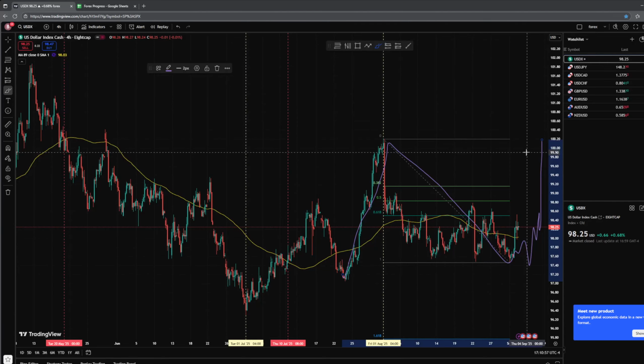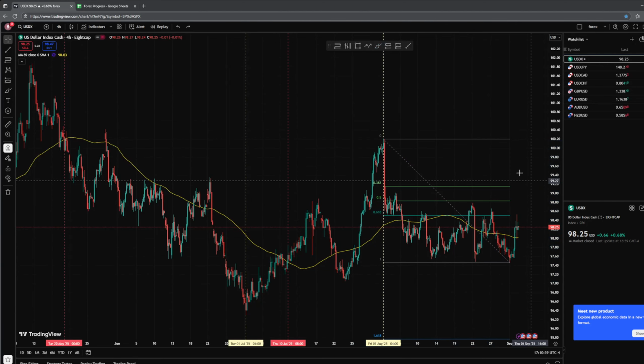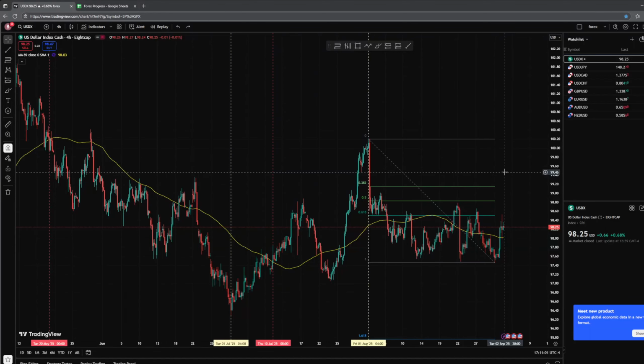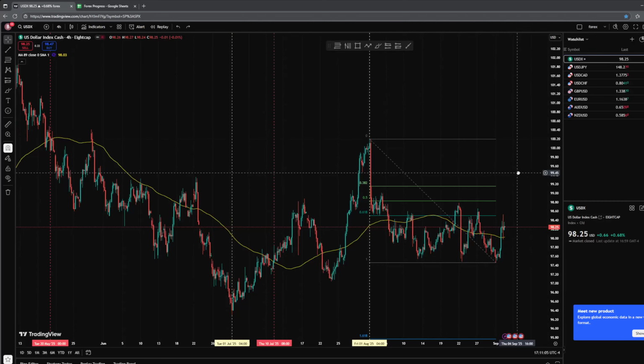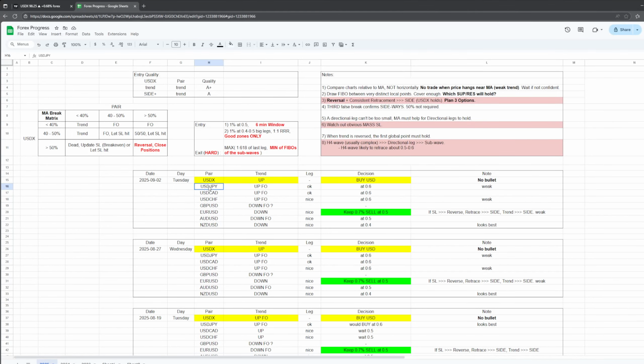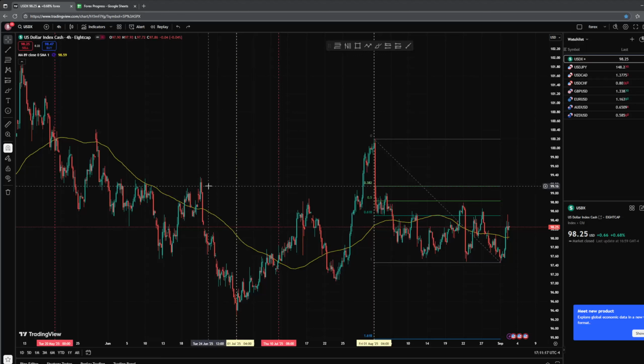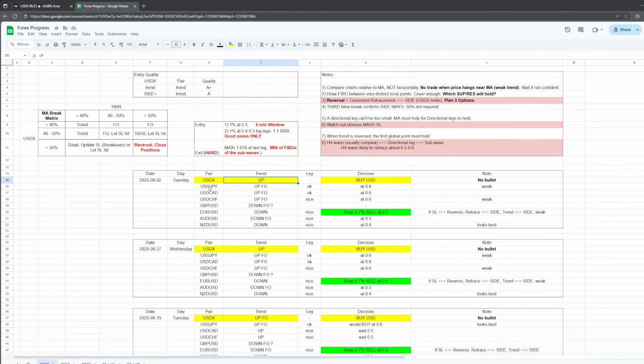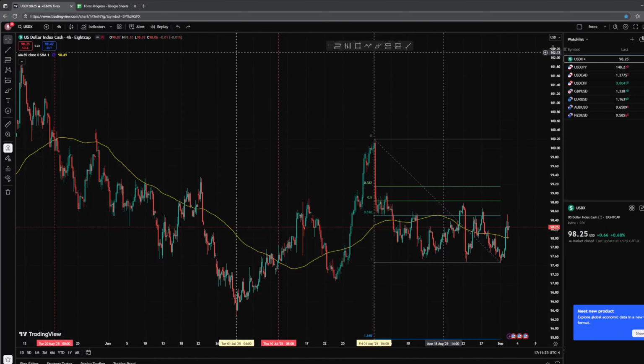So in other words, in the USD index chart we have an uptrend, which means we're going to look for opportunities to buy USD. So let's write it down. Today is Tuesday, USD index chart, trend is up. We're gonna look for opportunities to buy USD.